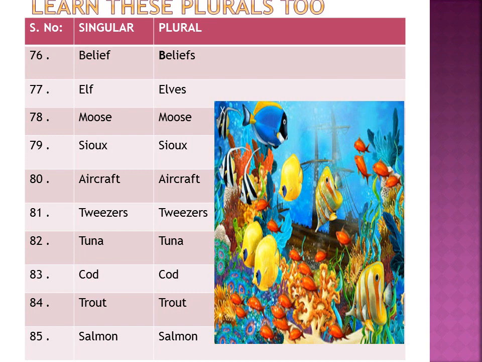Moose belongs to the deer family, so do not add S. Several species of fish have names that are both singular and plural form. These include tuna, cod, trout, salmon, flounder, etc.